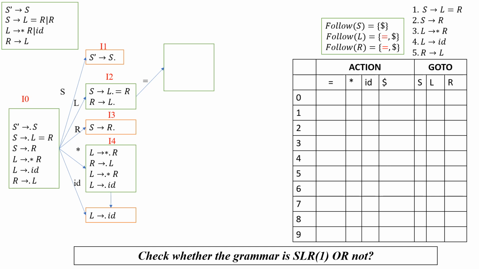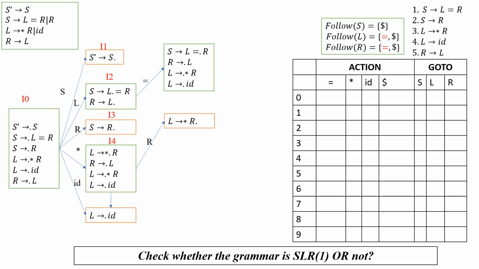After that, let us consider, is there any transition from I1? No, because it contains only one final item. Okay, from I2. Now on seeing = , the dot is shifted, but the dot precedes R. Therefore, whatever the productions of R, you write, you find the closure of R. Because the dot precedes capital L, hence whatever the productions of L, you write, because we have to find the closure of capital L.